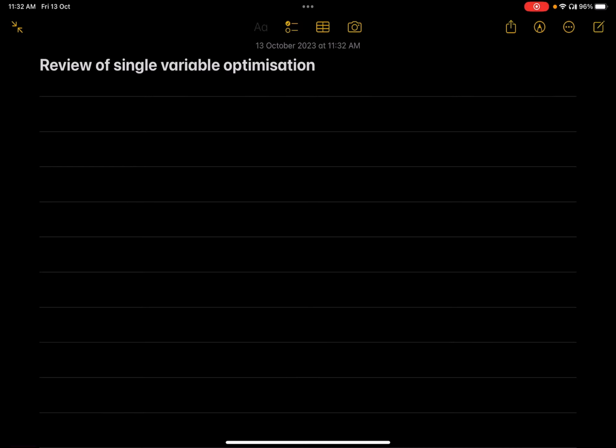Okay, so in this lecture, we are trying to do a review of single variable optimization, which is something we have already learned in high school. This is just a recap of what we already know, so that going further, we can extend these ideas to multi-variable optimization problems. Single variable optimization is relatively simple.